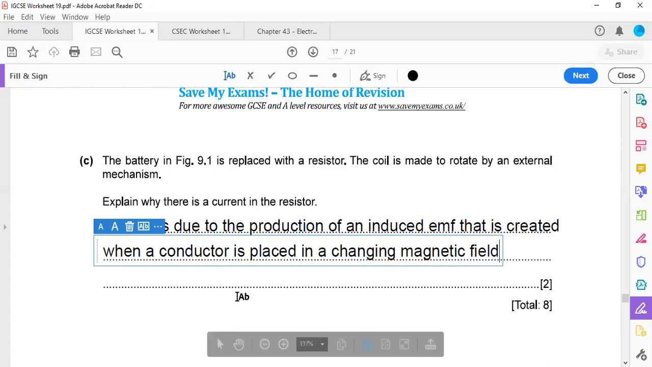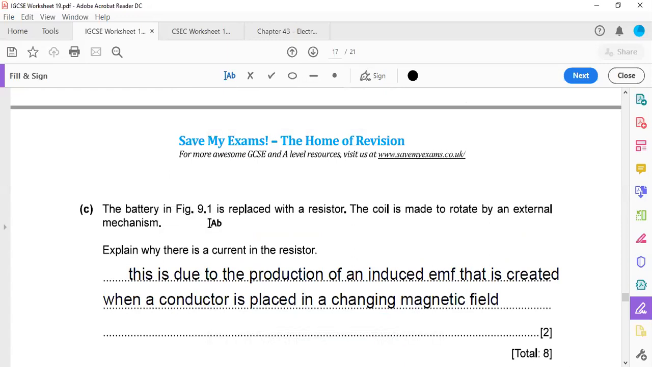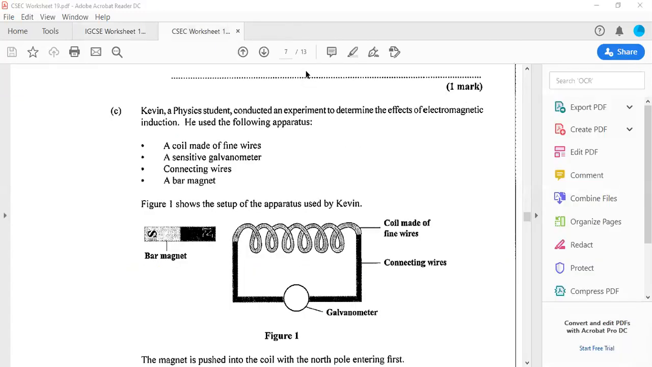Good. So basically, they're asking here: the battery in 9.1 is replaced with a resistor. The coil is made to rotate by an external mechanism. So you're going to turn the coil now, right? Think about a handle and you're turning it, similar to our notes that were given when we did generators. When you rotate this, you cause a current to flow because you're cutting the magnetic field, right?